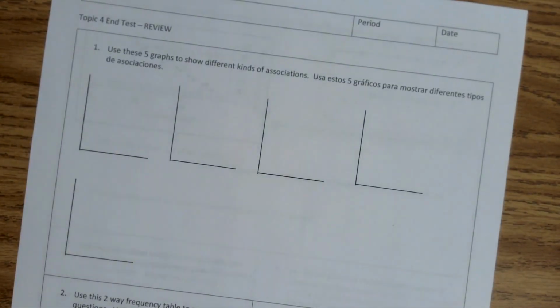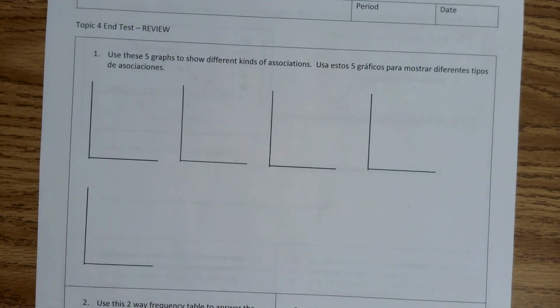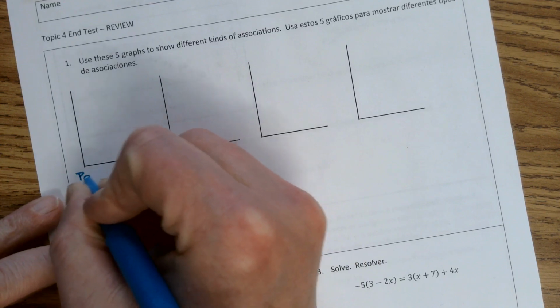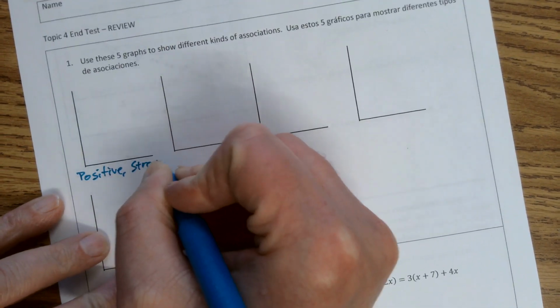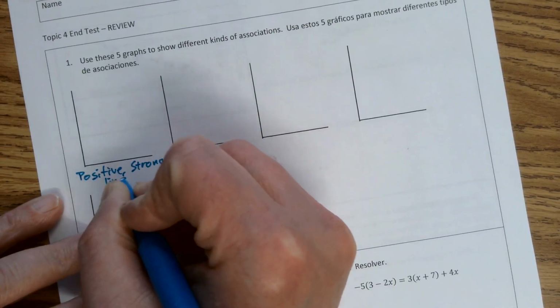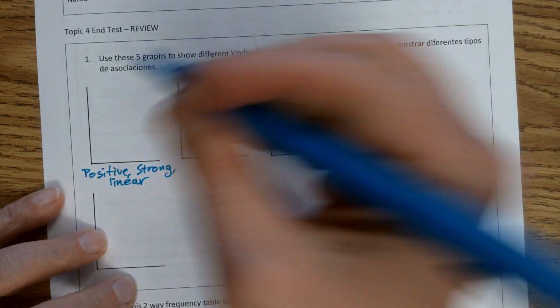All right, folks, this is the review for the test. The idea here is we're going to take these 5 graphs and show different kinds of associations. This first one will be positive, strong, and linear. Positivo, fuerte y lineal. Okay.